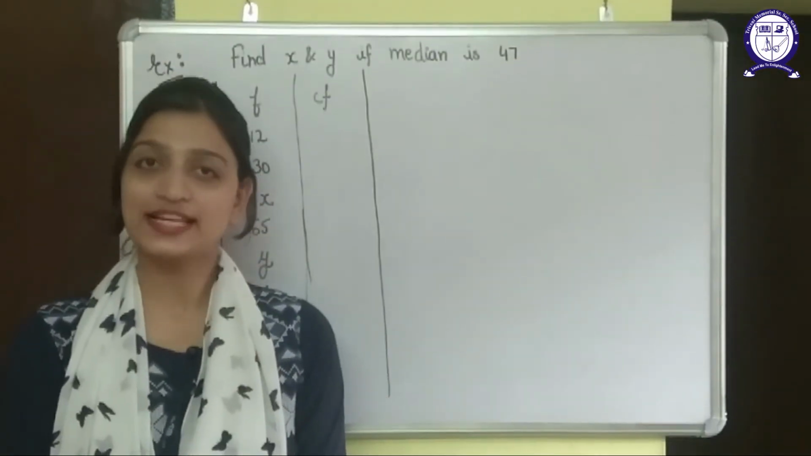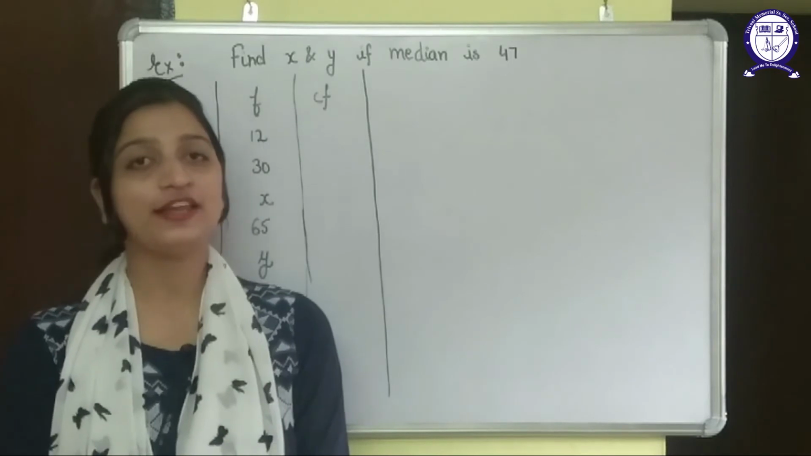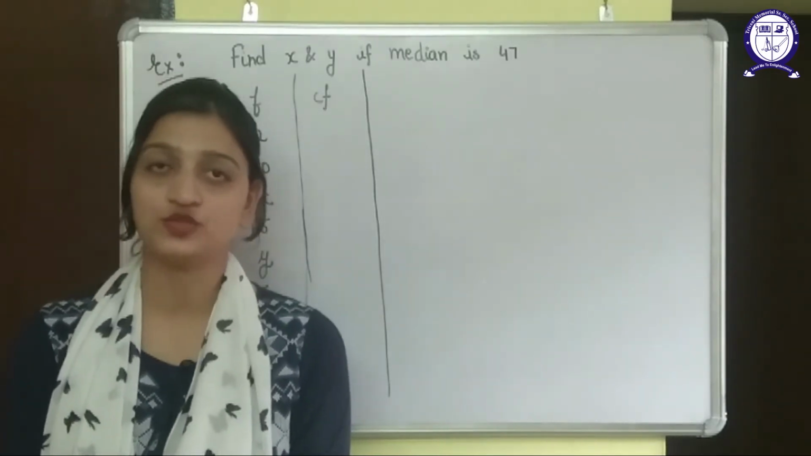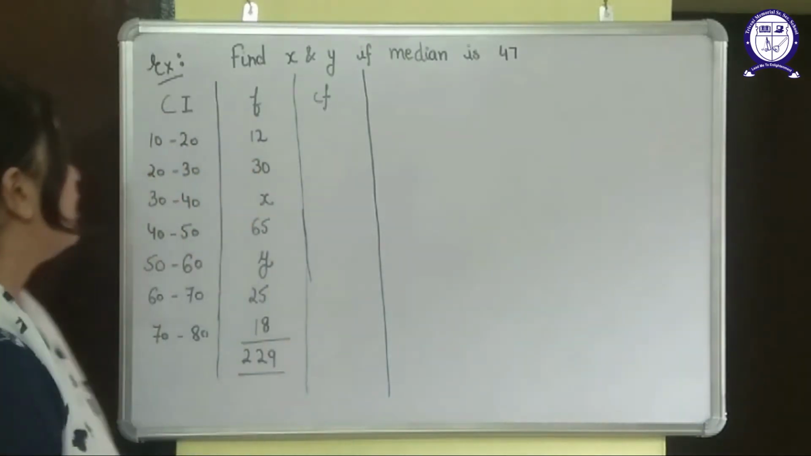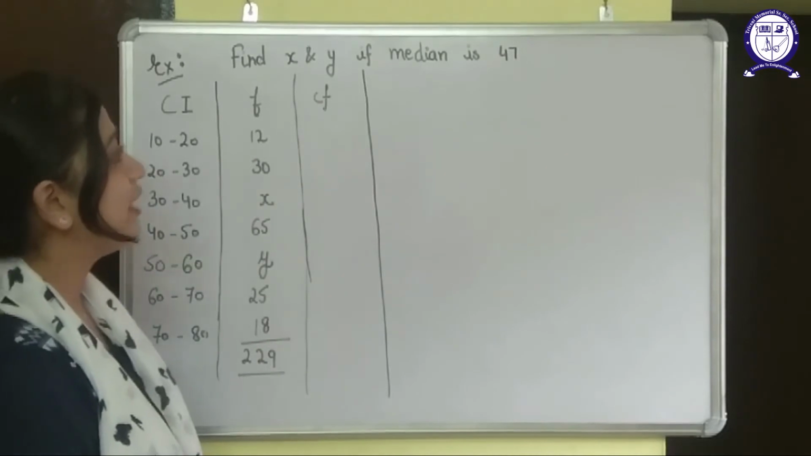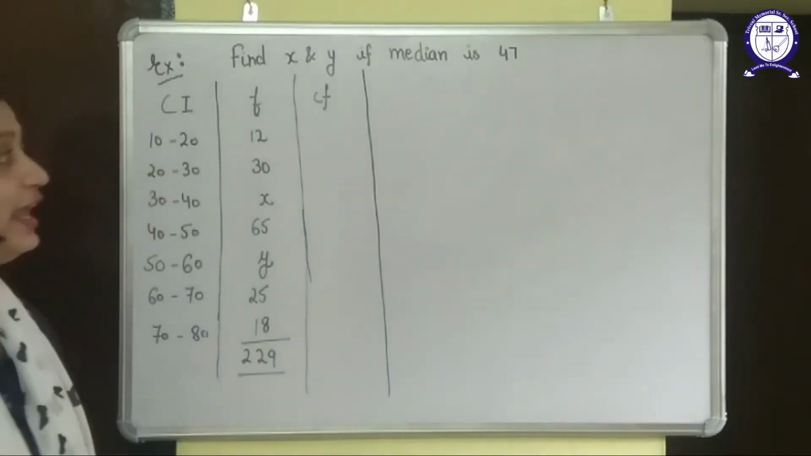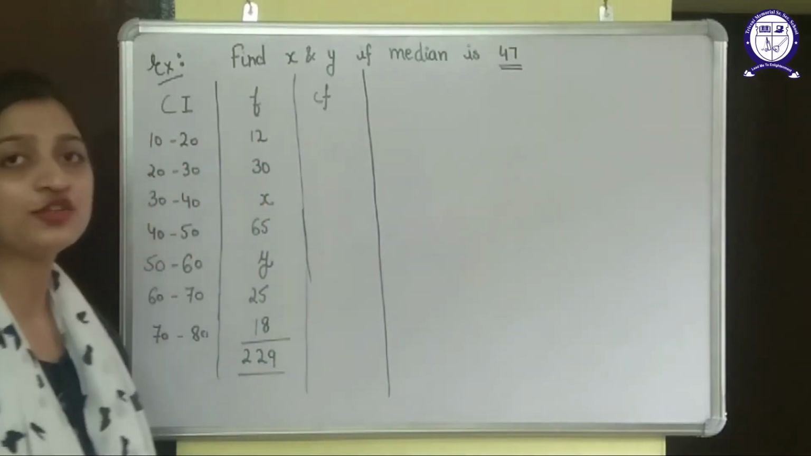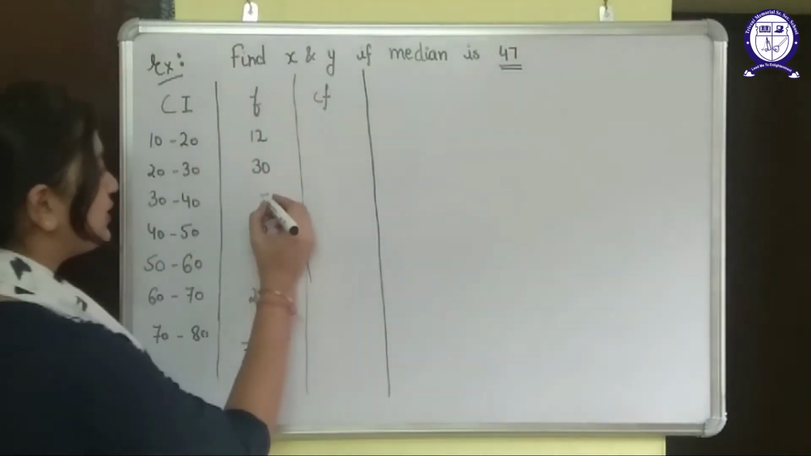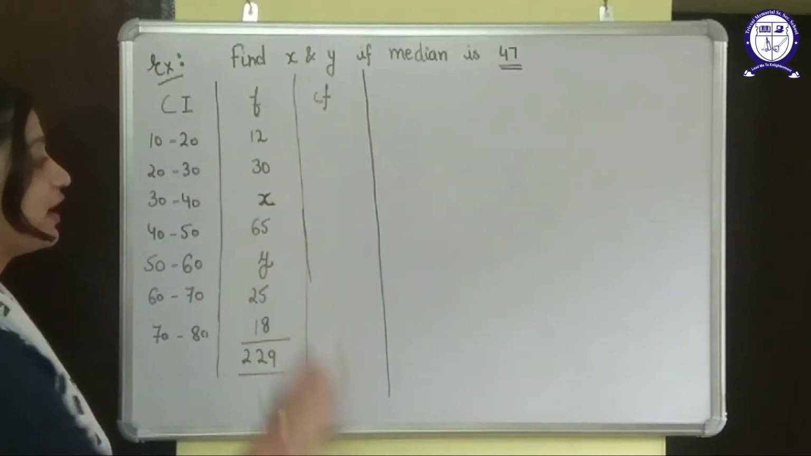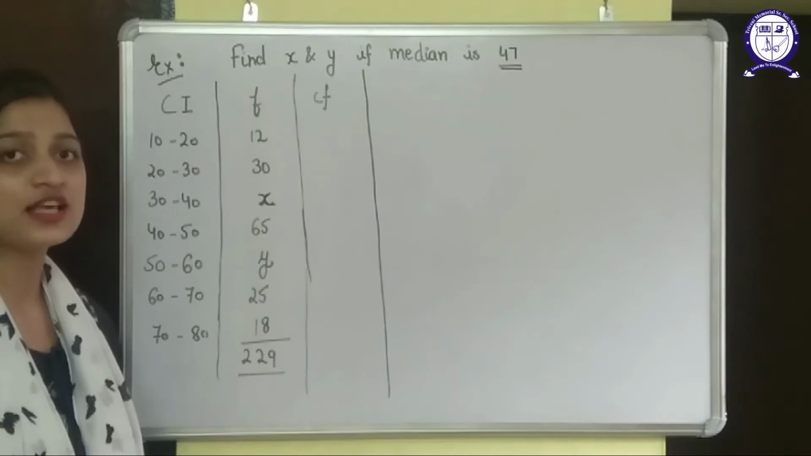Now coming to the second special case of median, in which the median is given but there are some missing values. So let's see. Now this is the example. Find x and y if median is 47. In this question, median is given to us and we need to find the value of this x and this y. You can see that there are two missing values in this table.